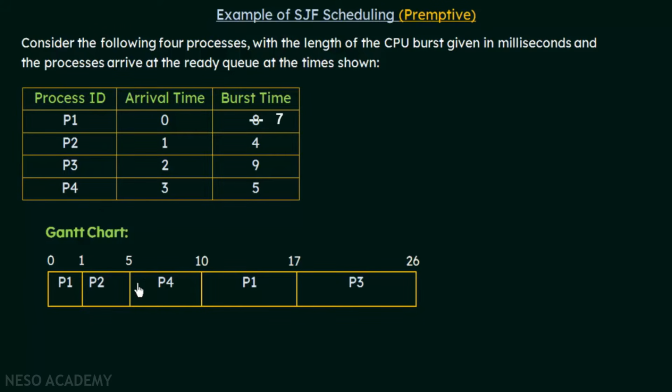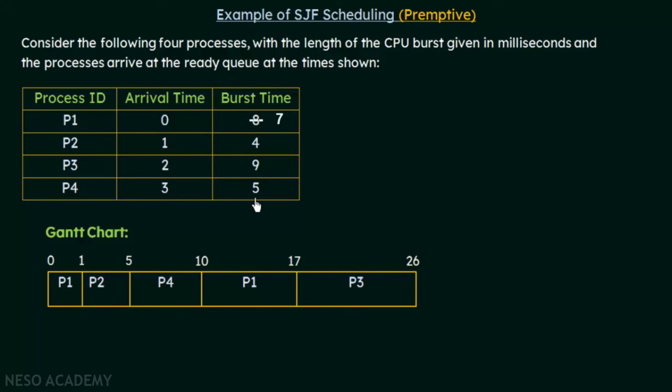So when P4 gets the CPU, it executes from 5 to 10 milliseconds because the burst time is 5. And we know that no other processes have arrived after that, so it will just continue its execution and finish it. So 5 plus 5 is 10. So at the 10th millisecond, P4 finished its execution.